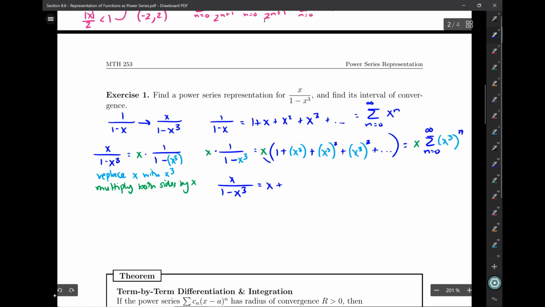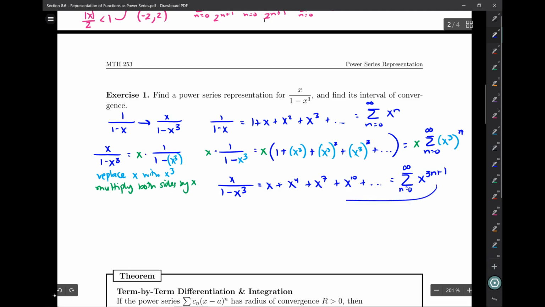X plus, right, that's this one here, and then it'd be plus x to the 4th, plus, now this is going to create an x to the 6th, but times x is going to give me an x to the 7th, plus, this would be x to the 9th, plus another 1 would be x to the 10th, plus dot dot dot. And now this would give me x to the 3n times another x is going to add 1 more to it. So this would be x to the 3n plus 1.